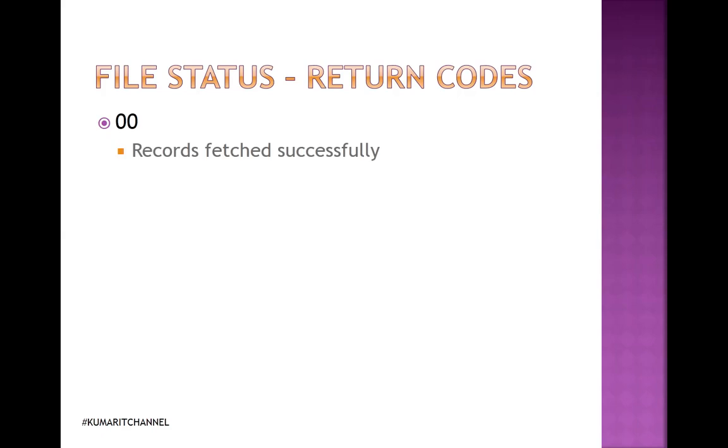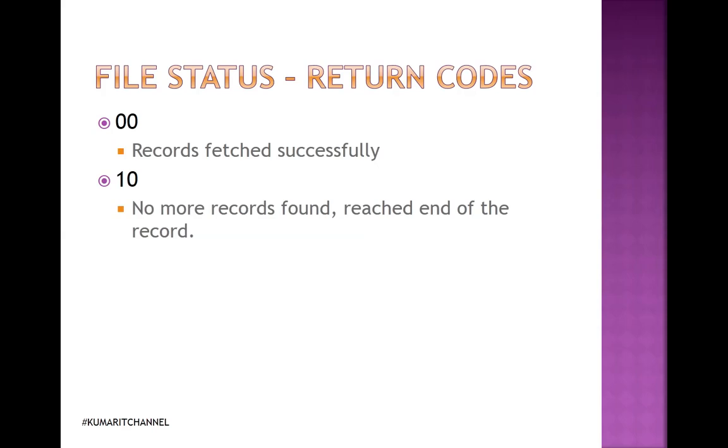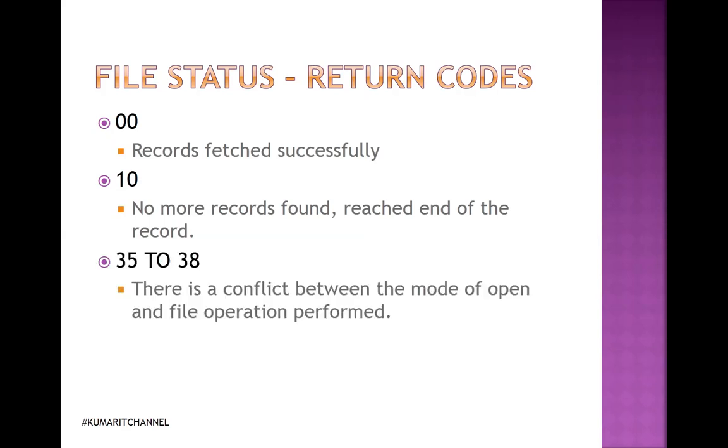00: record fetched successfully. You're trying to fetch a record from the file, and if it's successfully retrieved, you see a return code of 0. And if you reach the end of the file, the 10, that means there are no more records to fetch. Based on this return code, you write your programming logic and handle the error exceptions.